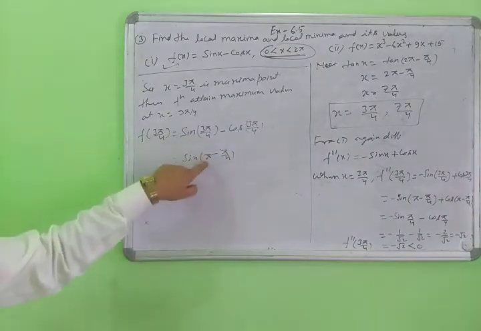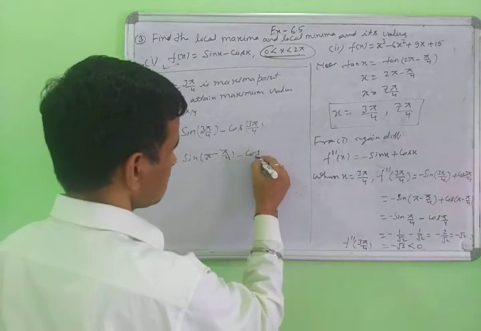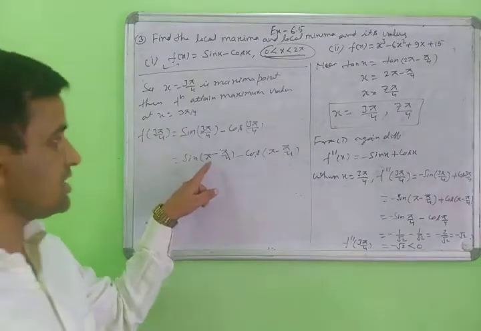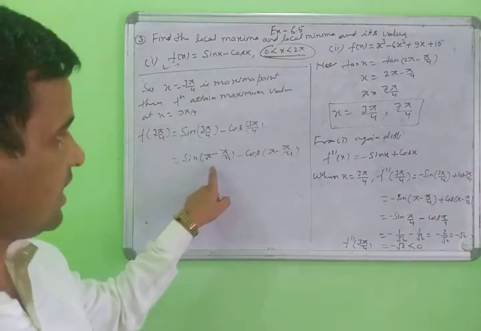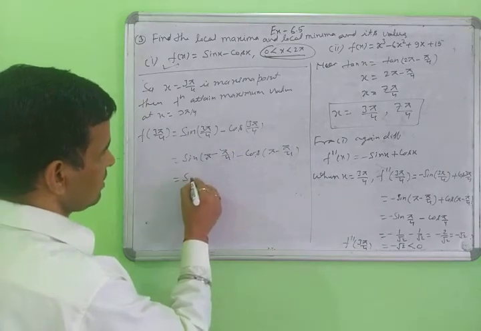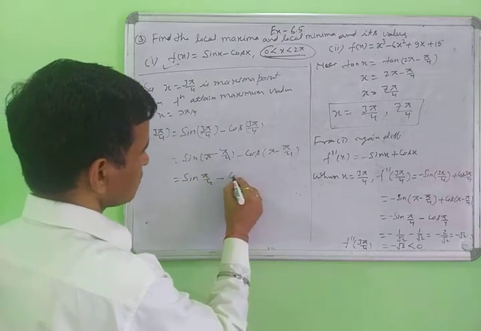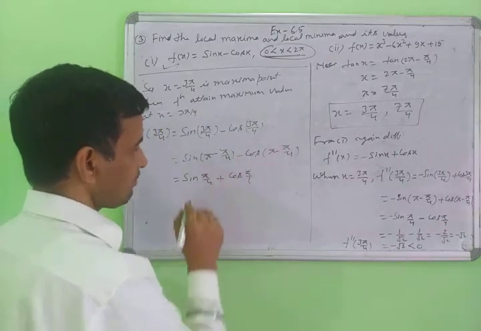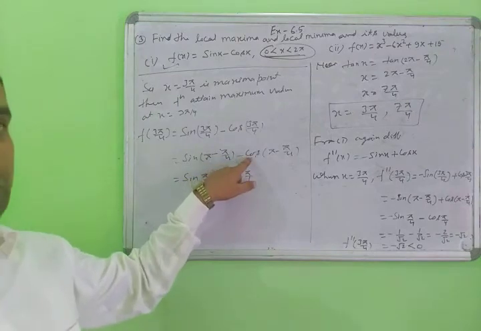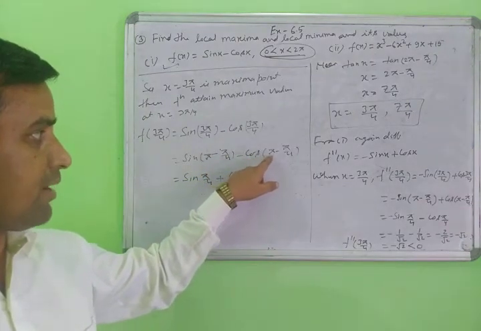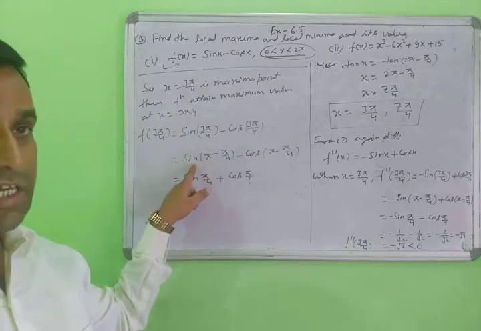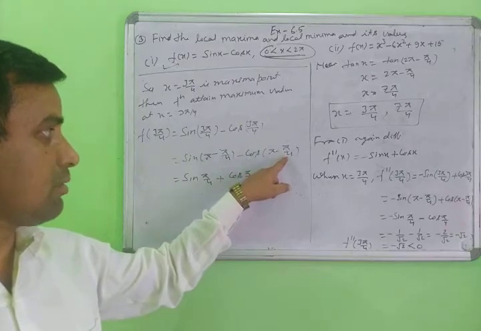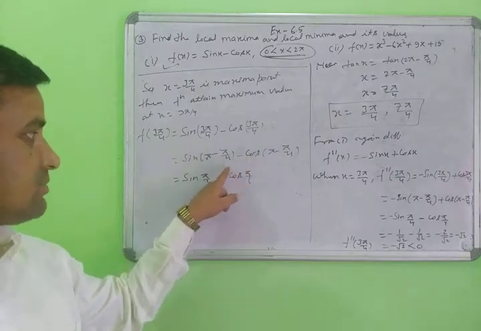Break down this 3π minus π/4: sin(π − π/4) minus cos(π − π/4). This is the second quadrant, and this is also second quadrant, but then convert it to sin π/4 minus cos π/4. In the second quadrant, sin is positive, but cos is negative. So cos(π − π/4) will be minus cos θ, and then minus minus becomes plus.